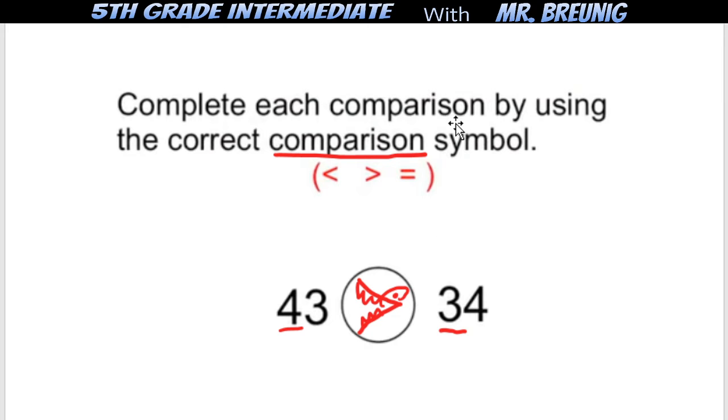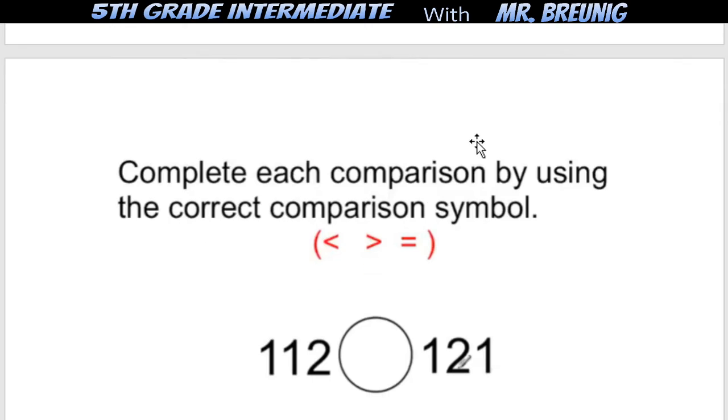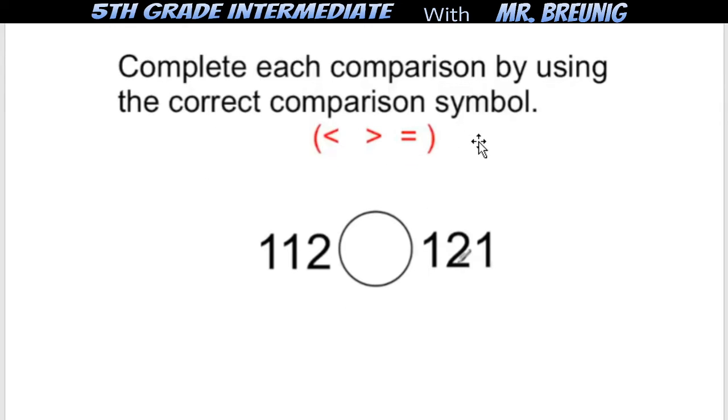Let's go ahead and try another one here. I want you to go ahead and pause the video, and I'd like you to complete this comparison using the correct comparison symbol. Go ahead and write this down in your composition notebook before I work it out.